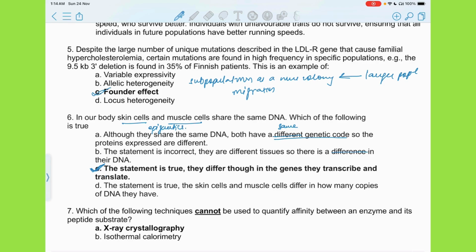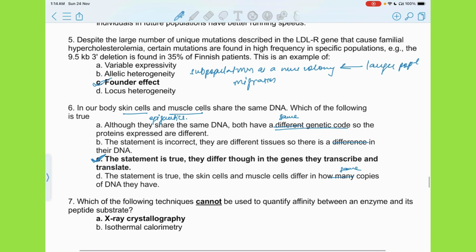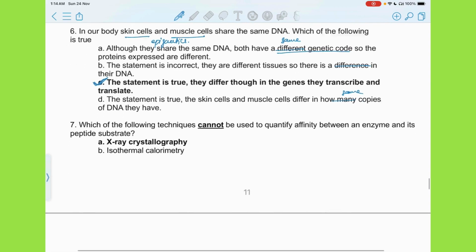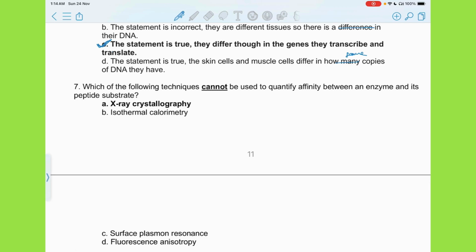The statement is true. The skin cells and muscle cells differ in how many copies of the DNA? Again, there are the same number of copies of DNA in all the cells of the same organism.